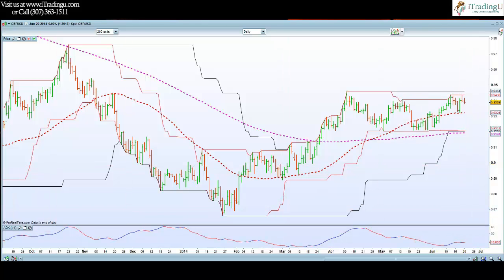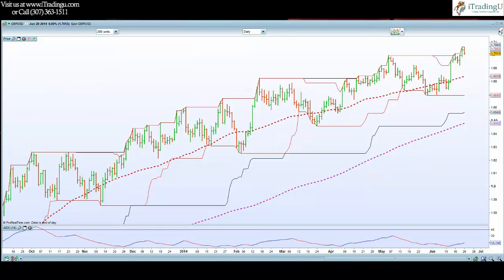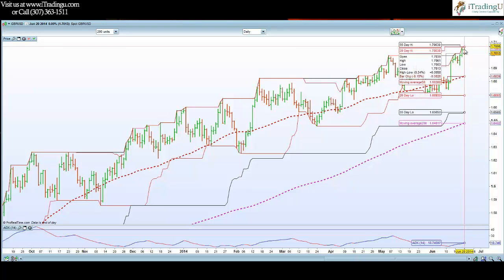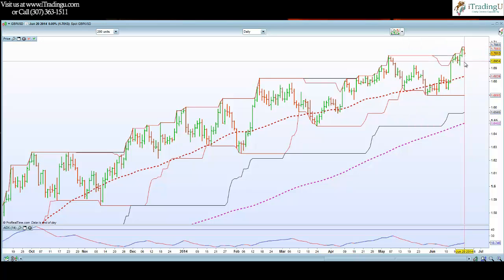Something else to look at in currencies is sterling dollar. Sterling dollar had what was called an inside day on Friday. So the high and the low of Friday's price action was within the high and the low of Thursday's price action. So the way I'll play this is I'll buy on a break of the high with my stop at the low, or I'll sell on the break of the low with my stop at the high.